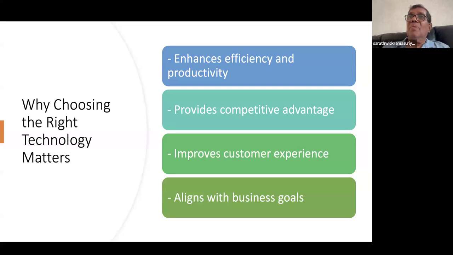Some companies went bankrupt because of using the wrong technology or selecting the wrong technology. So, why does choosing the right technology matter? Technology is required, for example, to automate a system. It enhances efficiency and productivity.